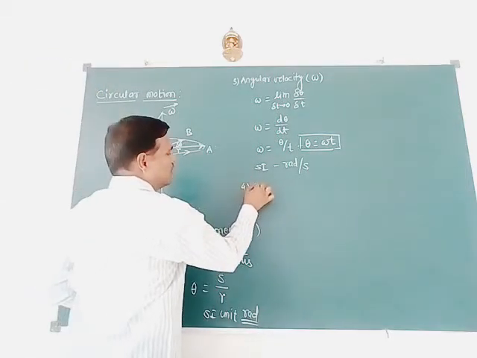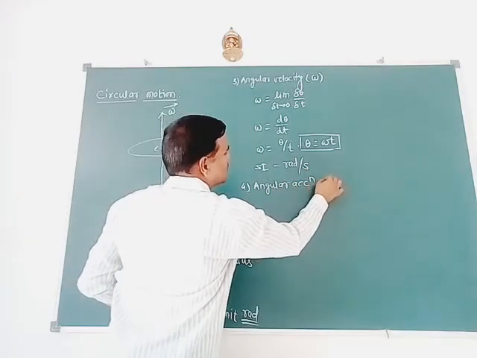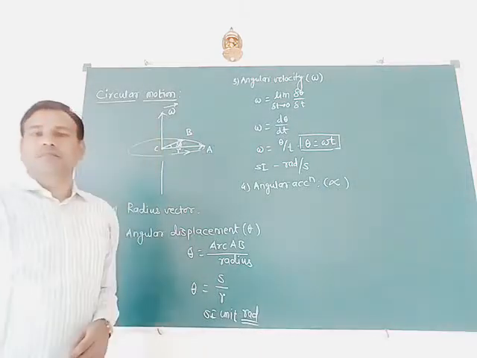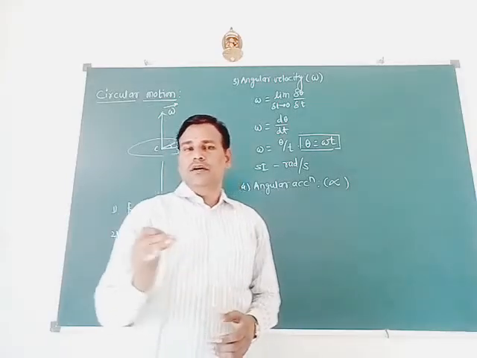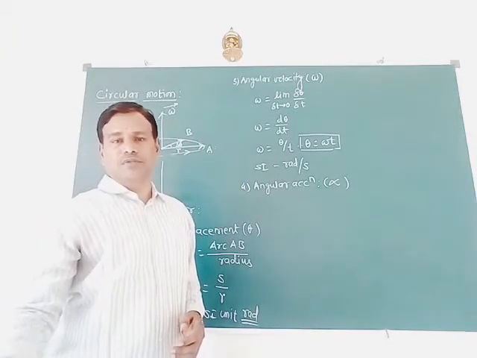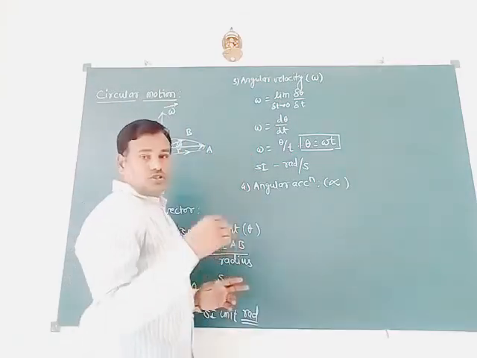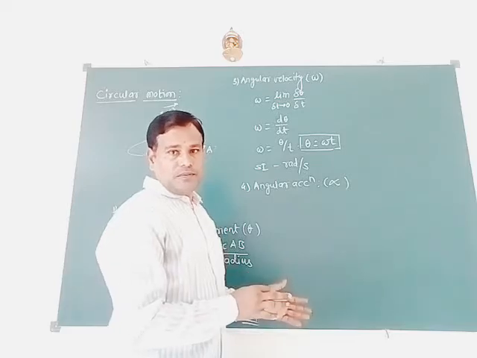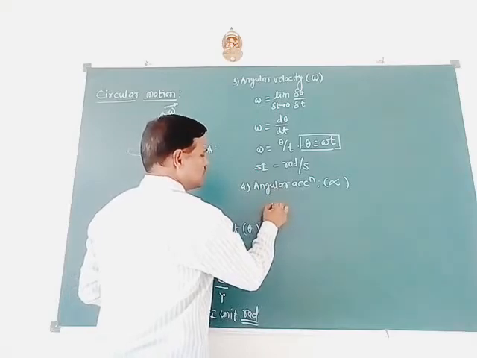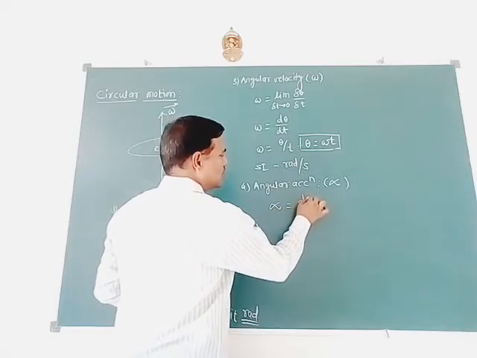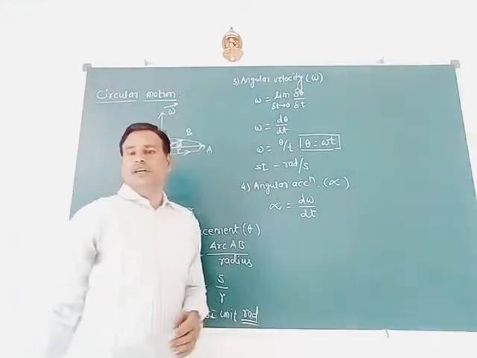The last concept here is angular acceleration. It is represented by alpha. As with linear acceleration, we can define angular acceleration. Linear acceleration is defined as the rate of change of linear velocity with respect to time. Similarly, angular acceleration can be defined as the change in angular velocity with respect to time, or rate of change of angular velocity. So we can write alpha equal to d omega by dt, where d omega is the change in angular velocity.